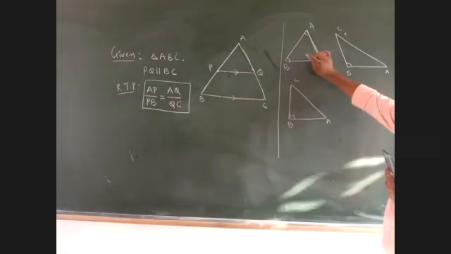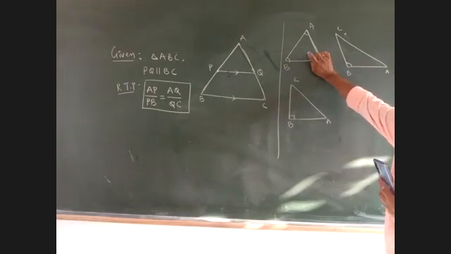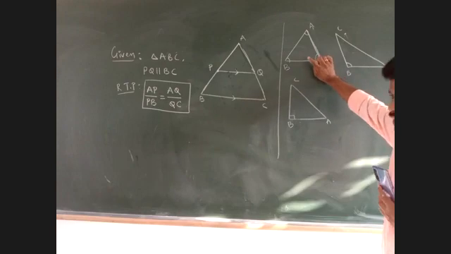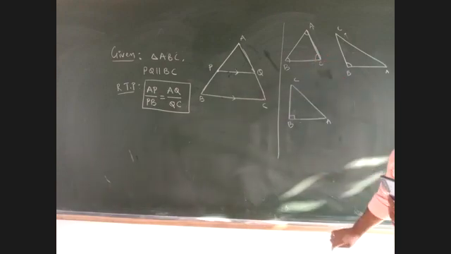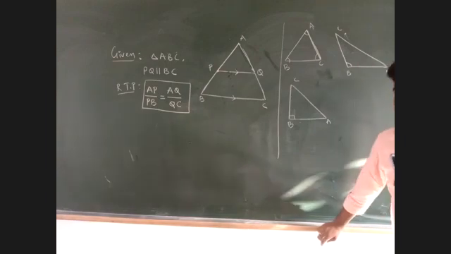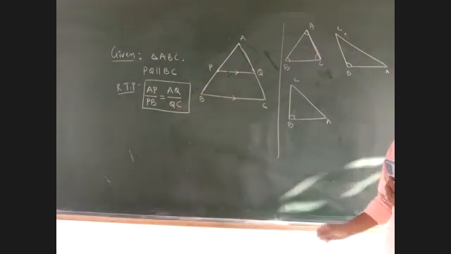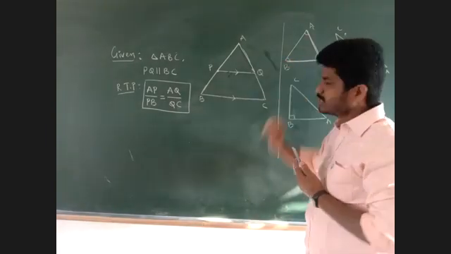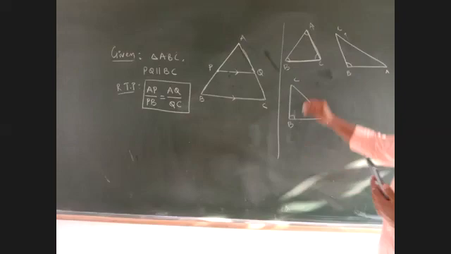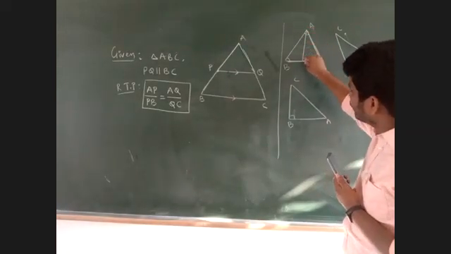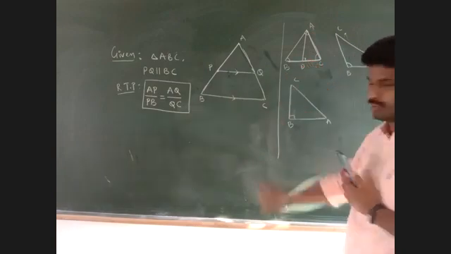So in this acute angle triangle, how to calculate the area of the triangle? Half into base into height. Very good. Half into base into height. Here the base is BC, and for the height we should write the perpendicular line. For example, AD is the perpendicular.